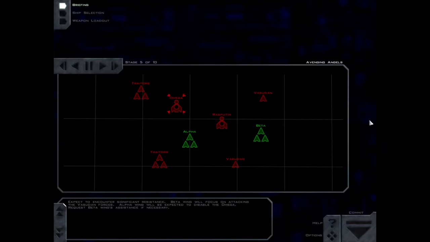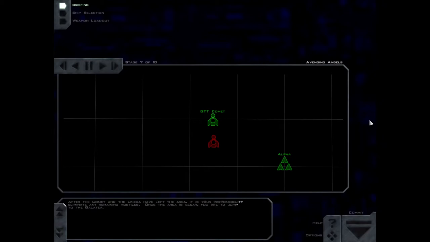Expect to encounter significant resistance. Beta Wing will focus on attacking the Vasudan forces. Alpha Wing will be expected to disable the Omega. Request Beta Wing's assistance if necessary. After McCarthy's transport is disabled, the GTT Comet will jump into the area and dock with it. You are to ensure the safety of the Comet, especially during the docking operation with Omega. After the Comet and the Omega have left the area, it is your responsibility to eliminate any remaining hostiles. Once the area is clear, you are to jump back to the Galatea.